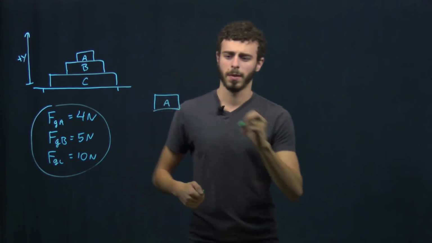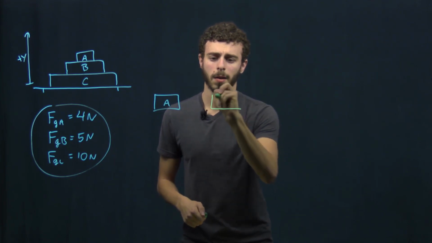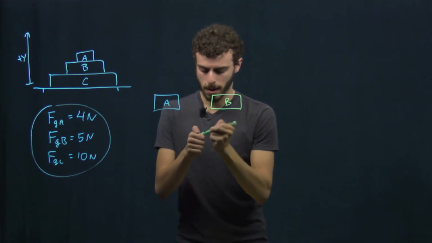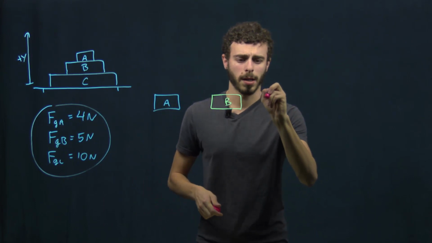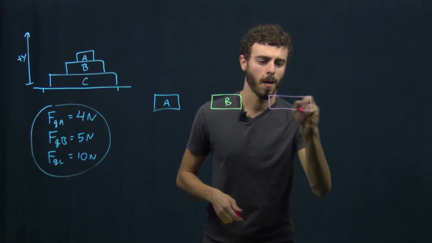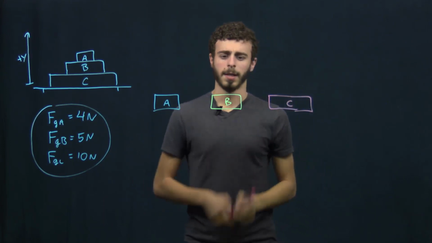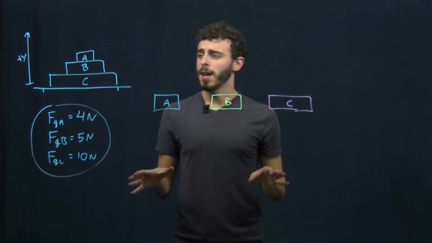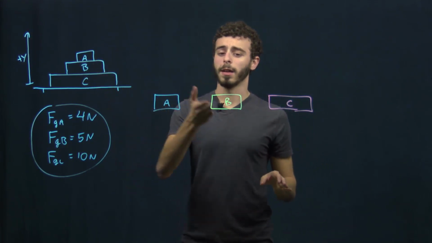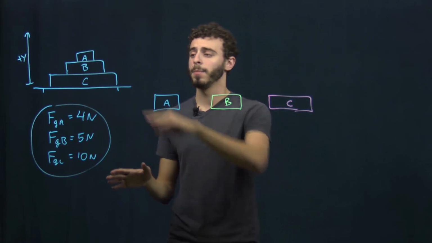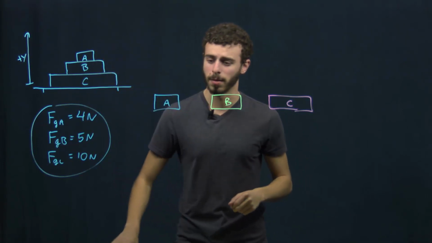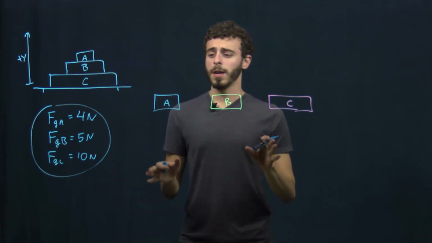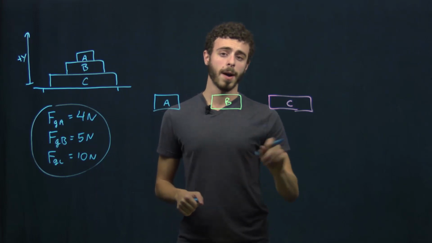So I'm going to draw block A right here, and I'm going to draw them with different colors as well. I'll draw block B over here, and then I will draw block C over here. The reason we draw them side by side is that way we're very clear about which force is acting on which block, and we don't have to worry about running out of space here. So in this case, let's start with block A and work our way down.